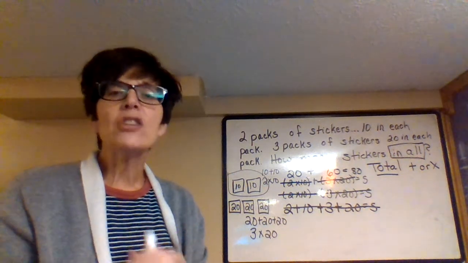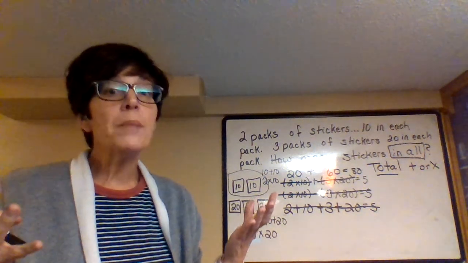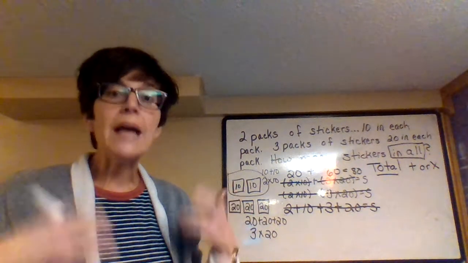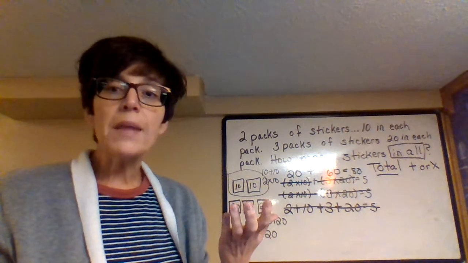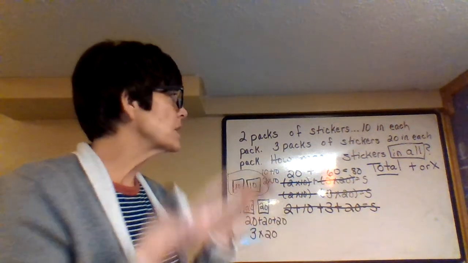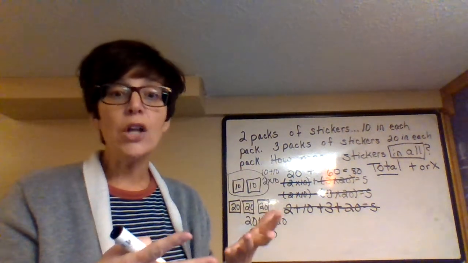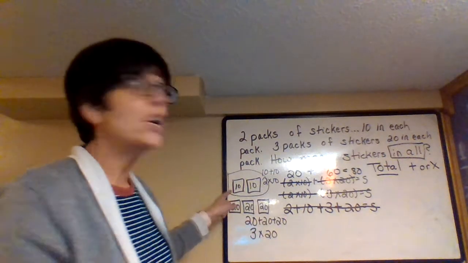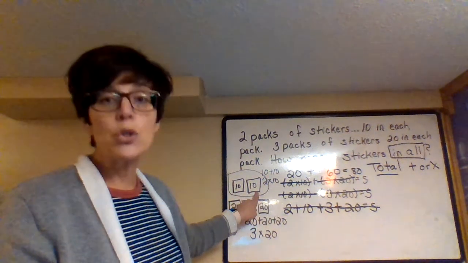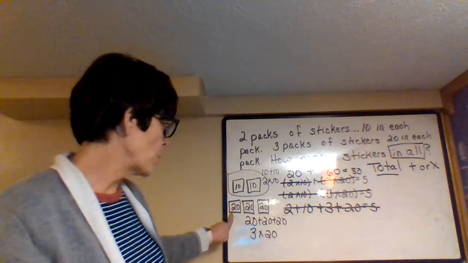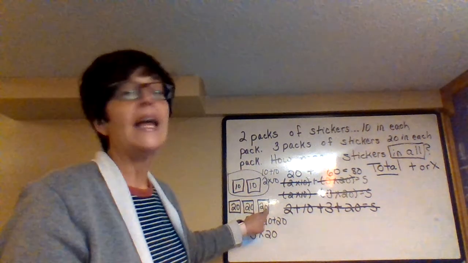Now, I want to make sure that my answer makes sense. I want to check back. I might use a different strategy, just like I showed you. Does this answer make sense? Well, yes, it does, because the number got bigger because it was in all or total. And then I could also solve it by just doing plain addition. 10 plus 10 is 20, 40, 60, and 80.